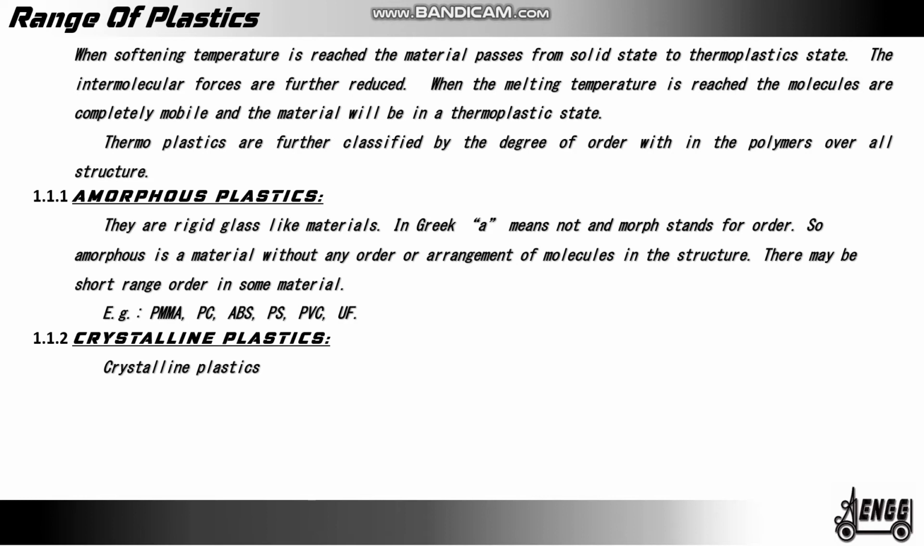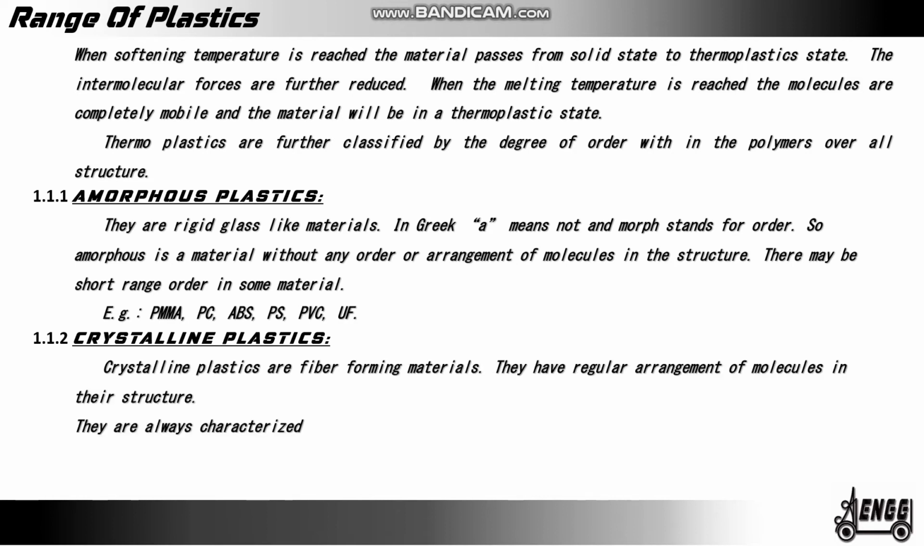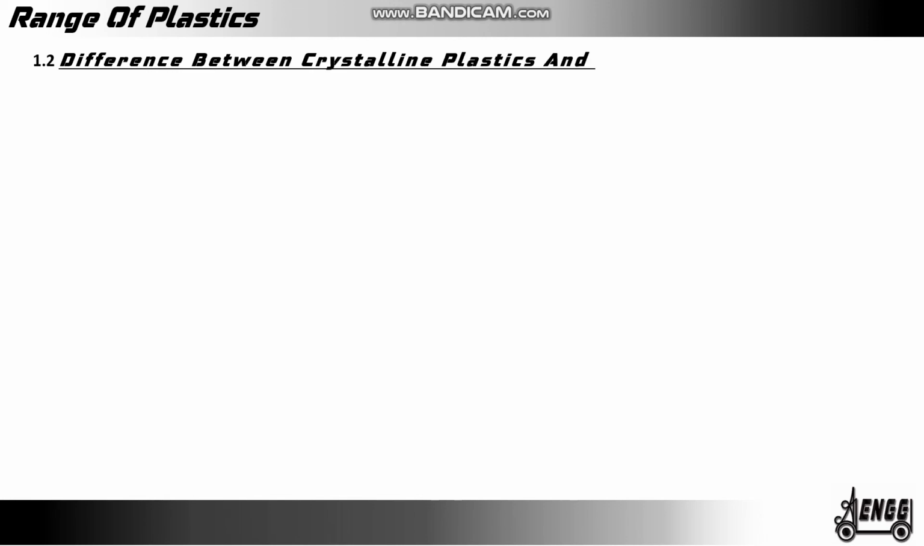Crystalline plastic. Crystalline plastics are fiber-forming material. They have regular arrangement of molecules in their structure. They are always characterized by their long chain of molecules. Example: PP, PTFE, PET, and PA. Difference between crystalline plastics and amorphous plastics.